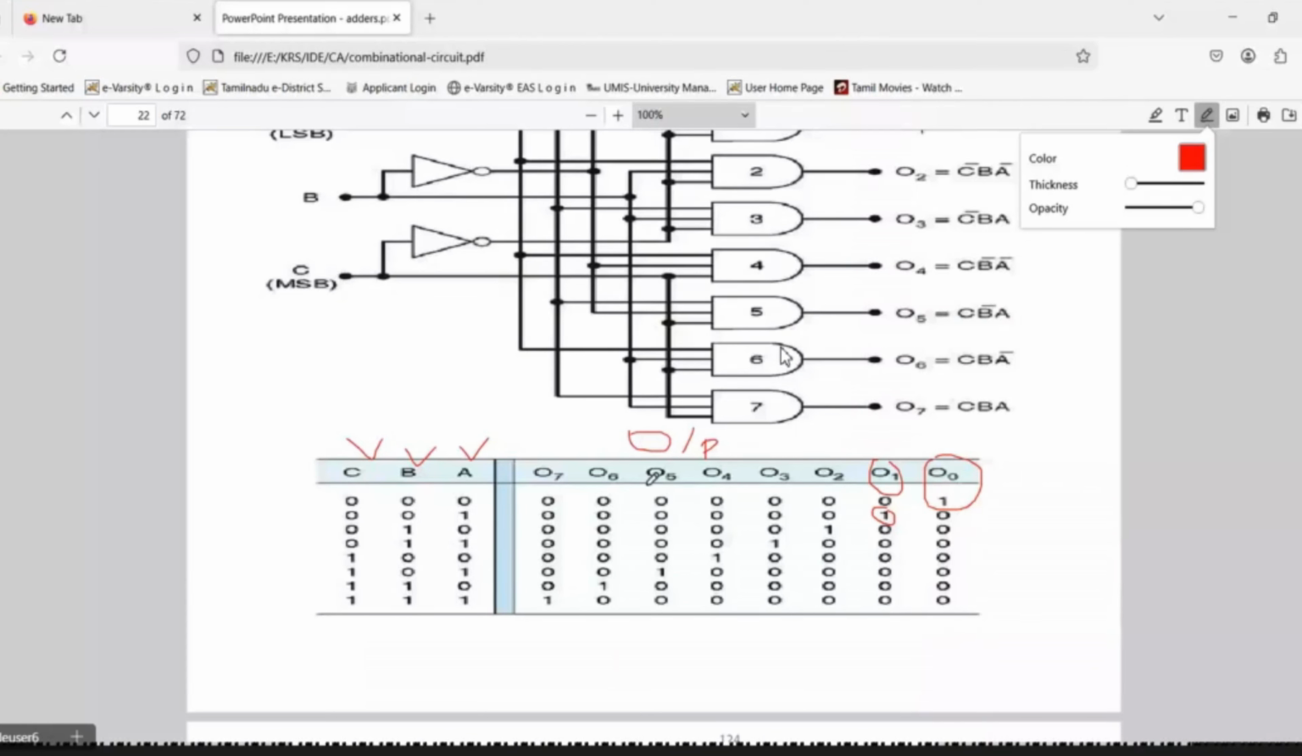So, 3 to 8 line decoder. A decoder is nothing but n input lines to 2 power n or less than 2 power n output lines. It's a combinational circuit that performs n input line to 2 power n or less than 2 power n output lines.